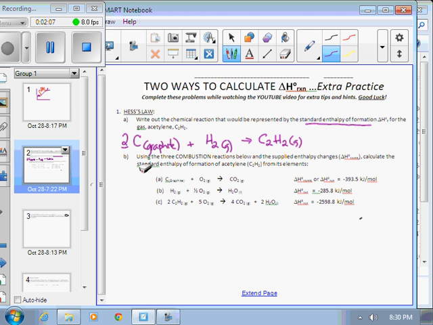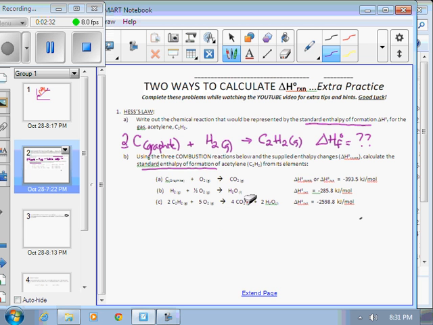All right, so now letter B says, using the 3 combustion reactions below and their enthalpy values, calculate the standard enthalpy of formation for acetylene. So again, it's that standard enthalpy of formation. What we're calculating is the heat released or absorbed in this process. So we're looking for heat of formation for this by using these 3 equations.